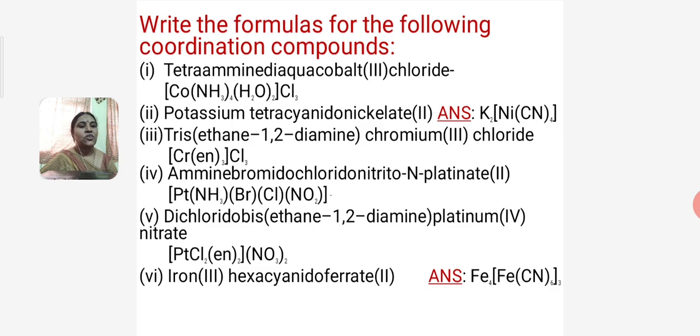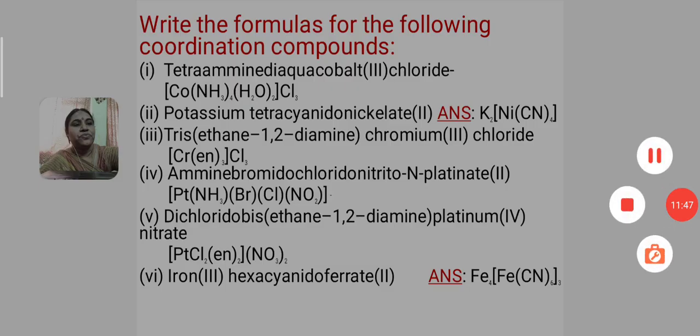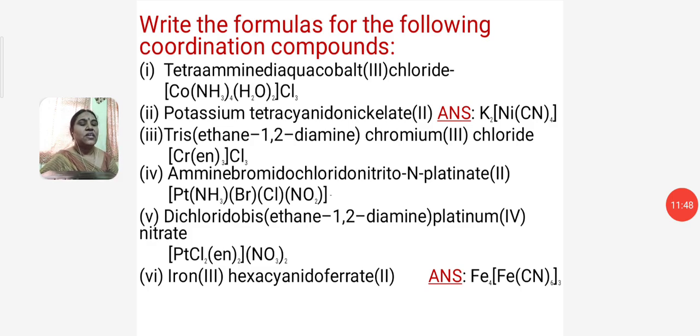Find out the charge on the complex ion. It is equal to 3 minus. Then cross multiply the charge on the counter ion and the complex ion to get the formula of the compound. It is Fe4[Fe(CN)6]3, that is, Fe taken 4 times, with [Fe(CN)6] taken 3 times.